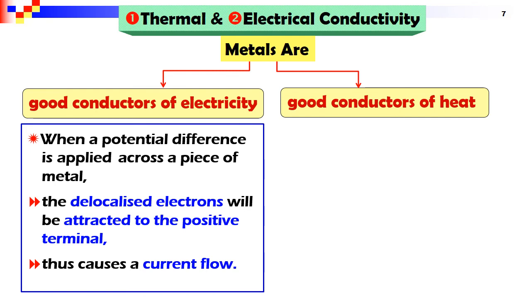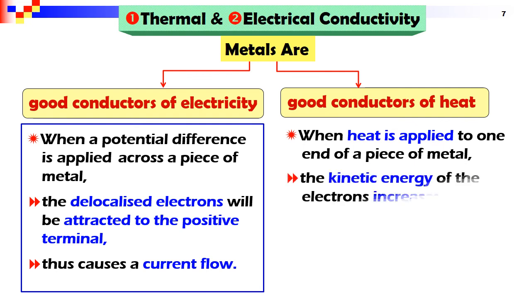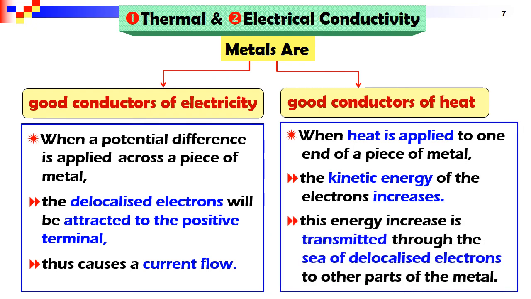Metals are also good conductors of heat. When heat is applied to one end of a piece of metal, the kinetic energy of the electrons increases. This energy increase is transmitted through the sea of delocalized electrons to other parts of the metal. So this explains why metals are good conductors of heat.